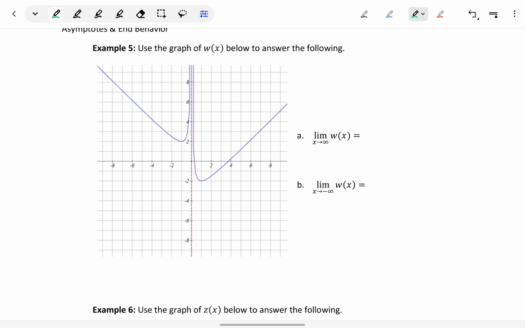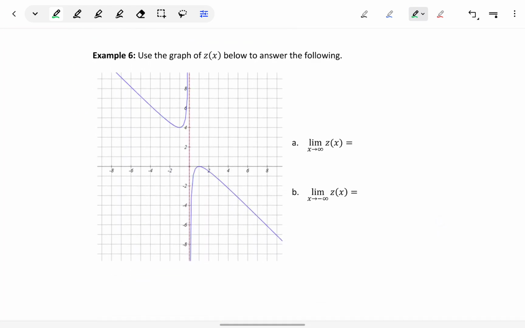Now in example 5, for part A, we want to consider the limit as x approaches infinity. So again, tracing along that curve towards positive infinity, that's just going to continue increasing up and up forever, so that limit will be positive infinity. And as we consider the limit as x approaches negative infinity, so tracing along our curve in the direction of negative infinity, we're again headed up to positive infinity. So at both ends, this curve is headed off to positive infinity.